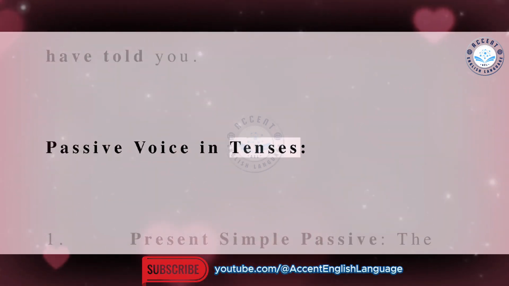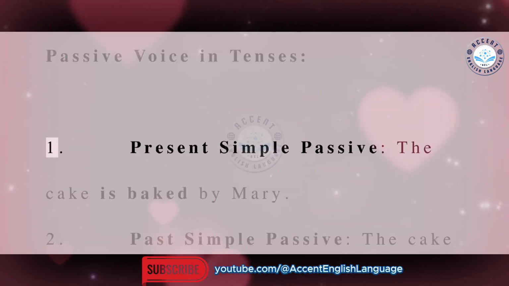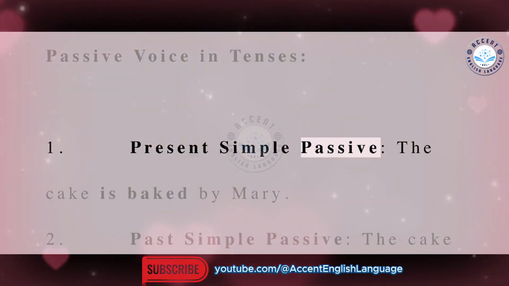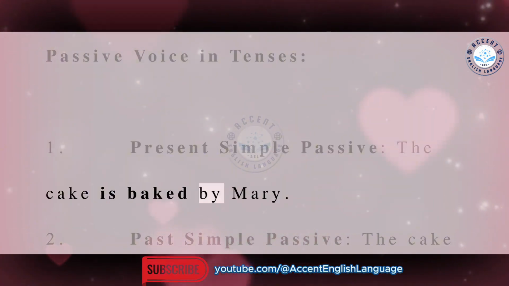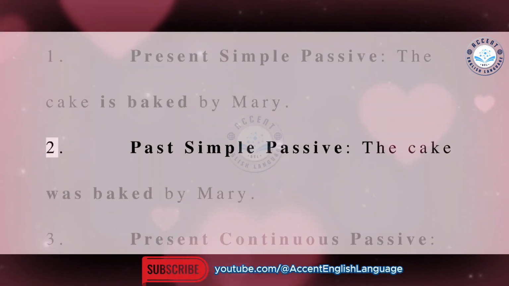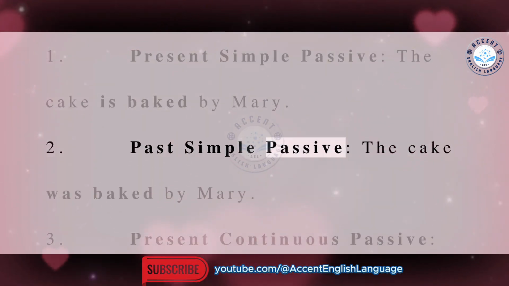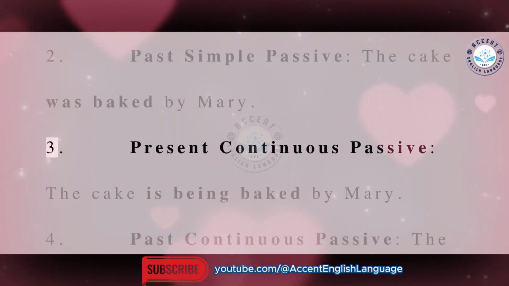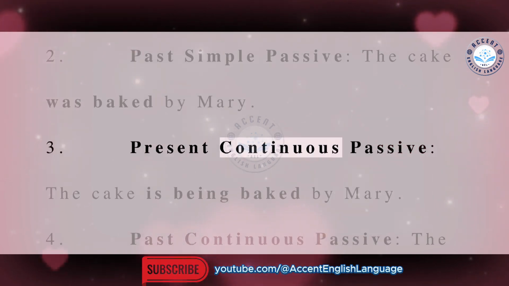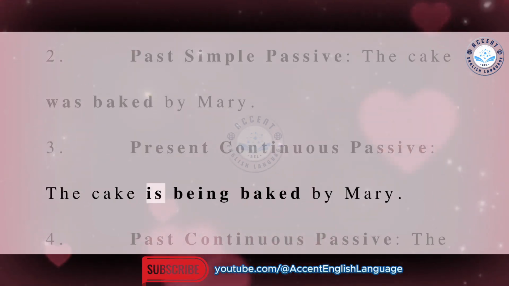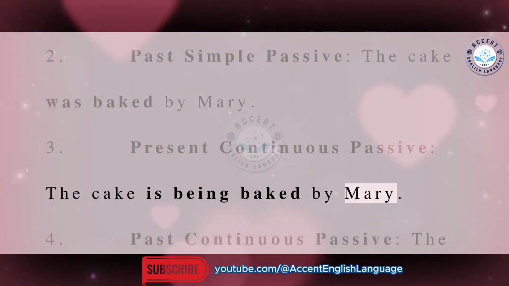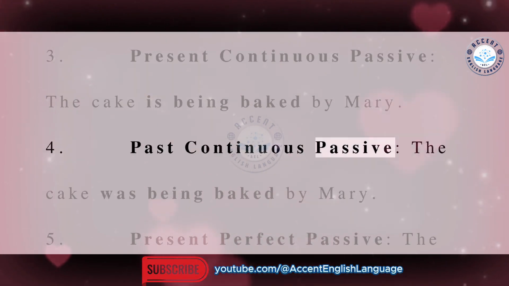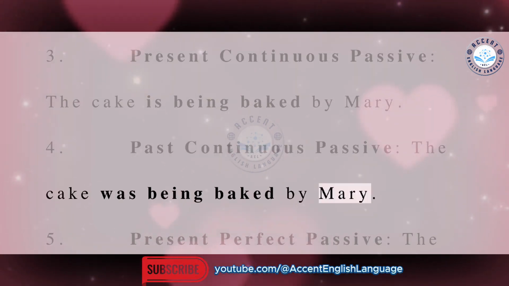Passive voice in tenses. 1. Present simple passive: The cake is baked by Mary. 2. Past simple passive: The cake was baked by Mary. 3. Present continuous passive: The cake is being baked by Mary. 4. Past continuous passive: The cake was being baked by Mary.